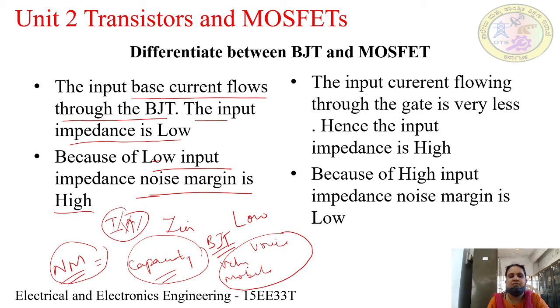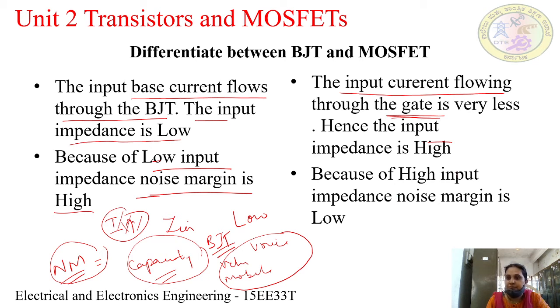So unwanted things, how much of them a device can tolerate, that is called the noise margin. So let us talk of the MOSFET now. Here the input current flowing through the gate is very small. Of course the current is flowing, but it's very small and not of much consideration for us to study the behavior of the MOS devices.